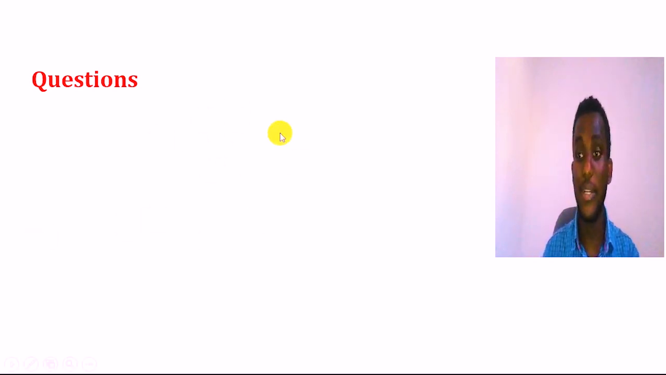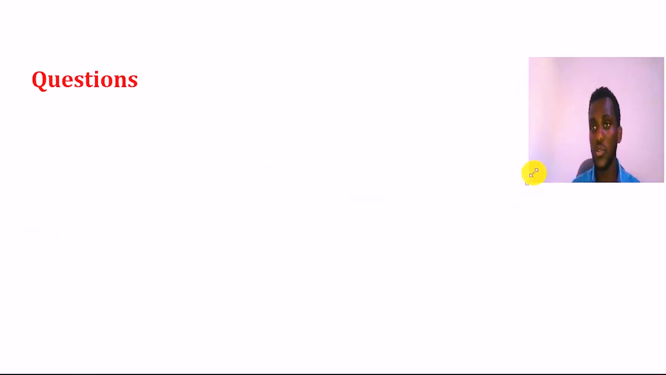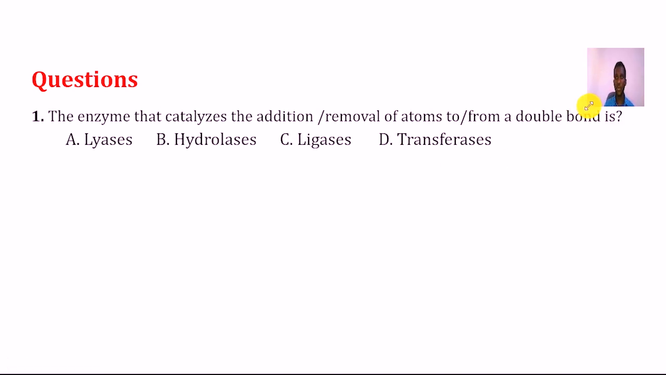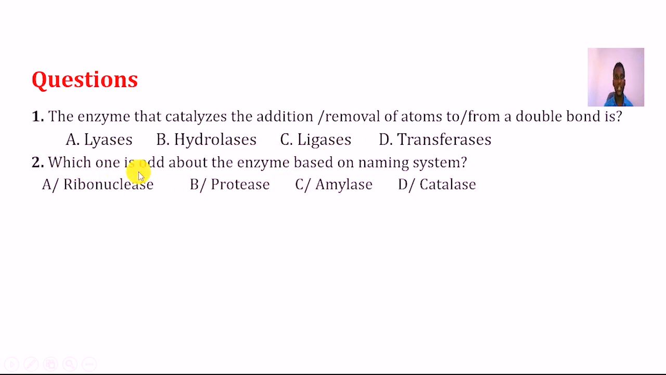At the end, I have placed some questions for you to test yourself; you can put your answers as usual. Question number 1: the enzyme that catalyzes the addition or the removal of atoms to or from the double bond is: A. lyase, B. hydrolase, C. ligase, D. transferase.